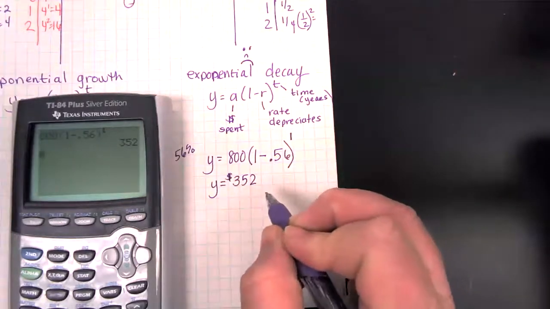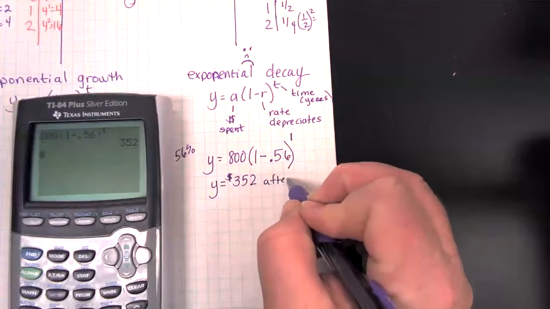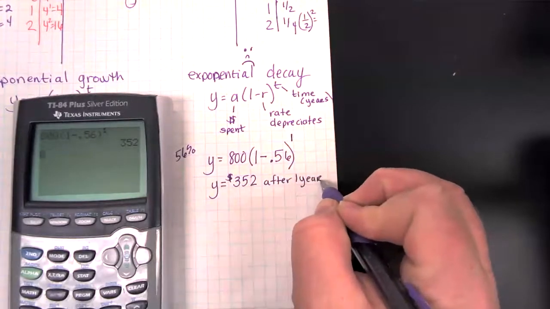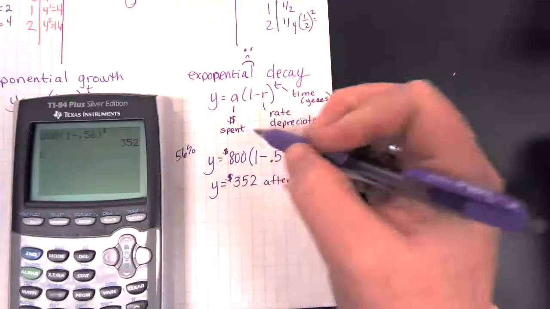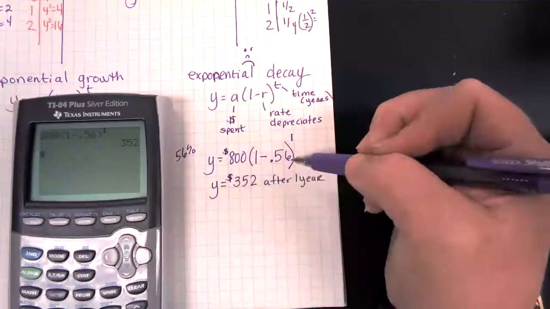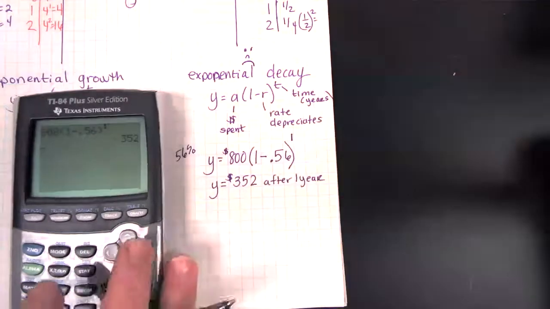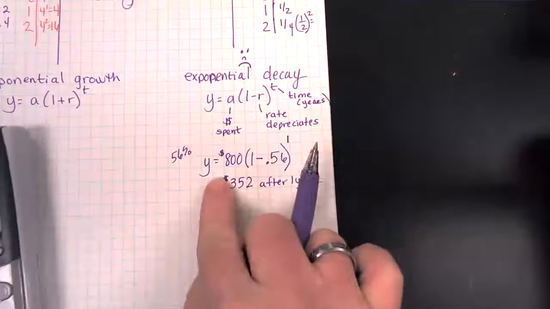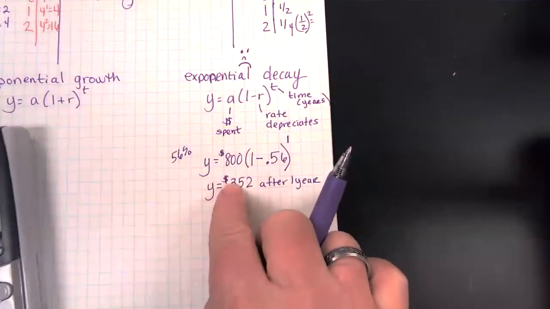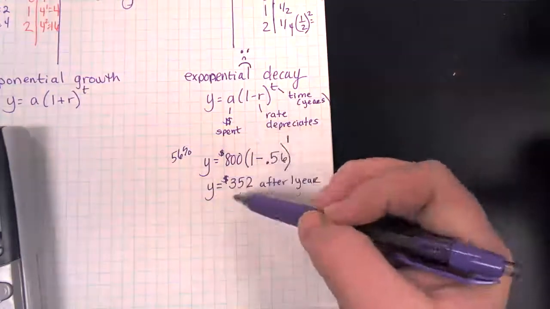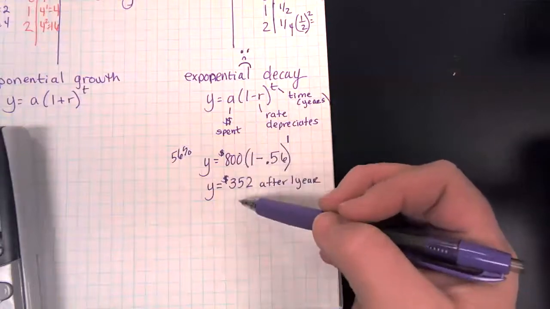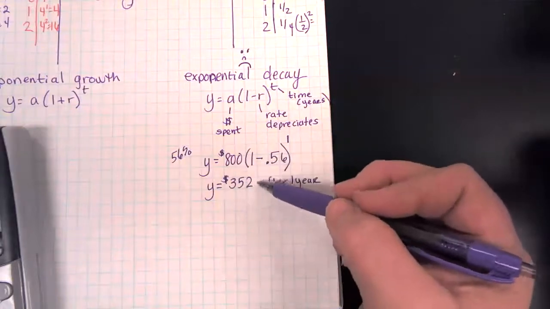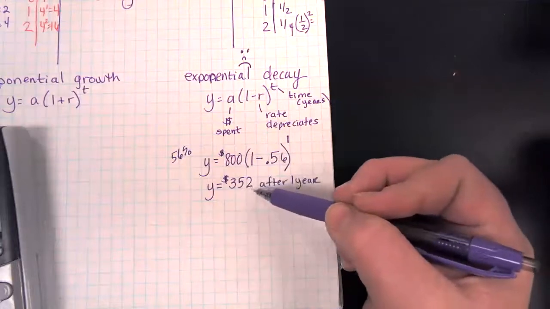Holy mackerel. So after 1 year, wow, that's kind of depressing, isn't it? You spent $800 on a cell phone that in a year is going to be only worth $352. Now, when you stop and think about that, I just bought my new cell phone this year, and I'm on a payment plan. It's going to take me 2 years to pay for my phone. Wow, even after 1 year, it's not even going to be worth that much.